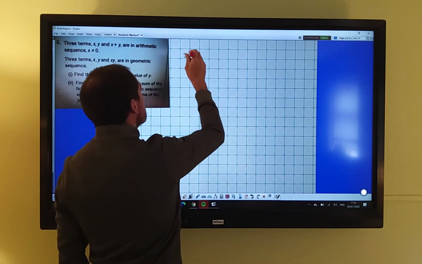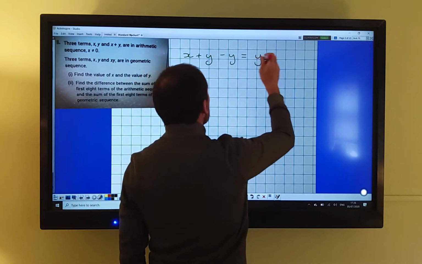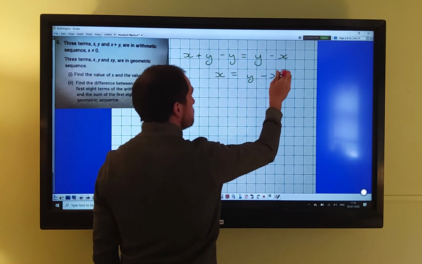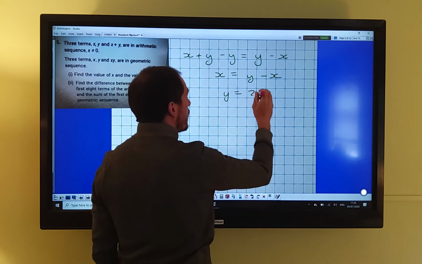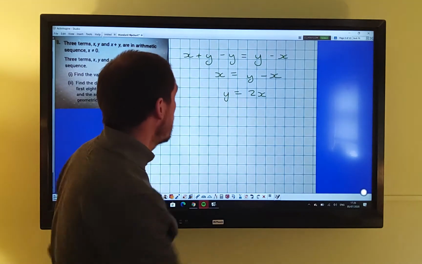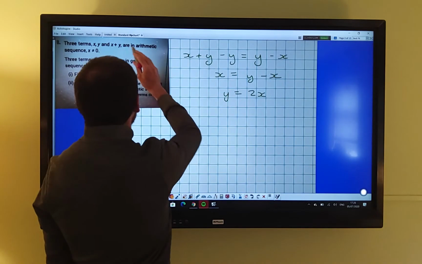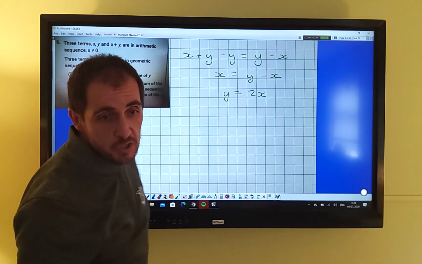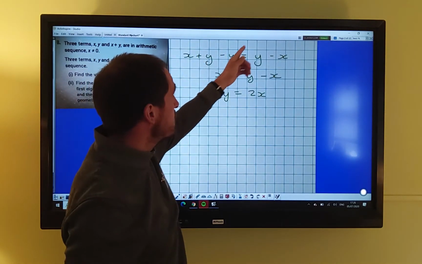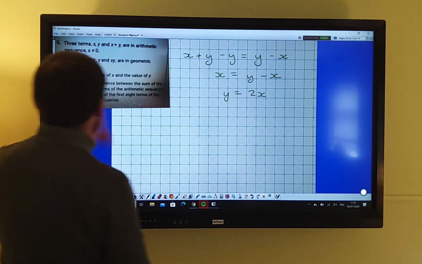So x plus y minus y is equal to y minus x. So x is equal to y minus x, or y is equal to 2x, because I add x to both sides, so that will become 2x. And that's just basic algebra. That's your rule from the arithmetic sequence, because in an arithmetic sequence, each term has the same difference. So the third term, take away the second term, is equal to the second term, take away the first term. That's how that works.